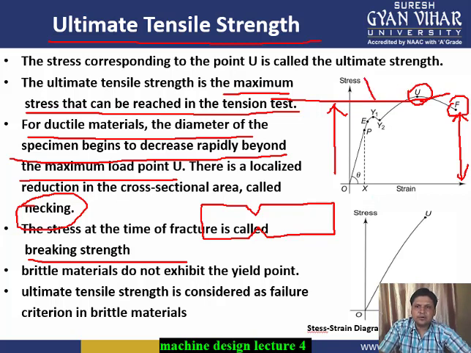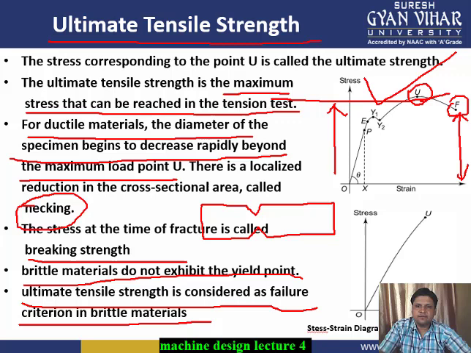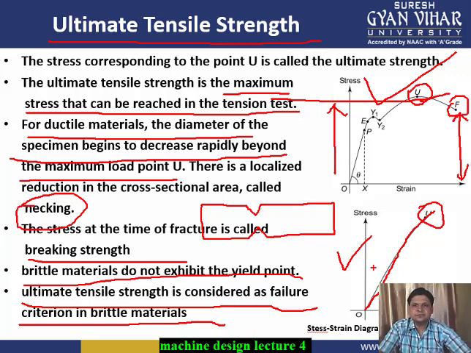This whole phenomenon, this ultimate tensile strength, this yielding, will not be seen in brittle materials. Brittle materials do not exhibit yield point. And ultimate tensile strength is considered as failure criteria for brittle material. In the diagram for brittle material, as you can see, this U is the ultimate failure point. There is no necking, there is no yielding, there is nothing. Directly you get a graph like this between stress and strain. I hope you have understood this also.